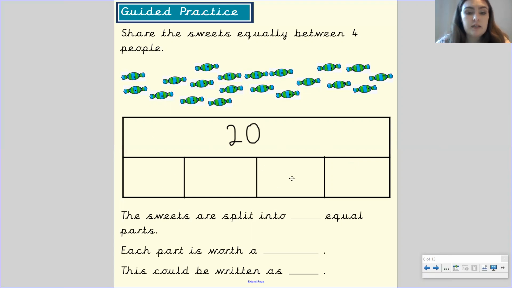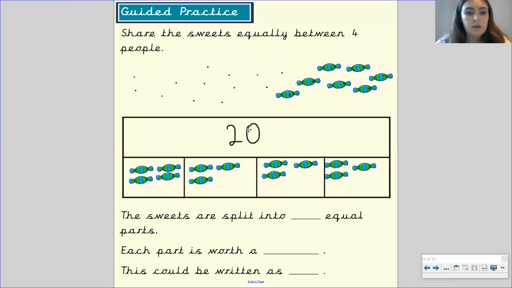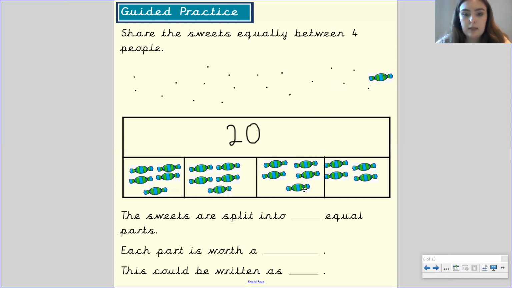So we're going to share these in the 4 parts in our bar model. So 1, 2, 3, 4, 5, 6, 7, 8, 9, 10, 11, 12, 13, 14, 15, 16, 17, 18, 19, 20.